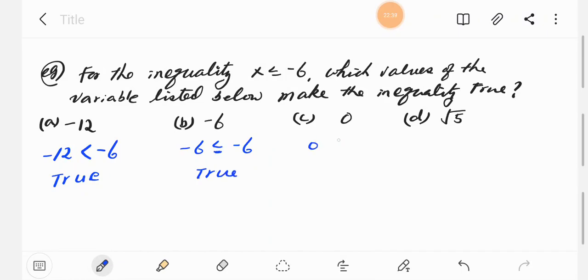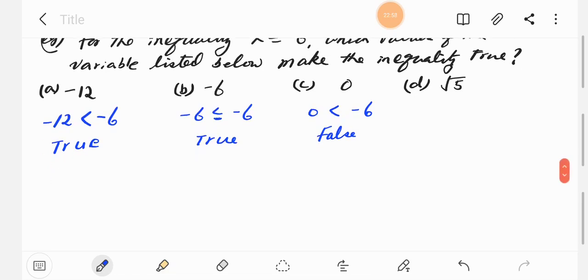How about 0? Is 0 less than -6? This is false, right? False means the inequality is not true because 0 is greater than -6, because 0 is right of -6. So this is false. And then the square root of 5. Is the square root of 5 less than -6? This is false, right? False.